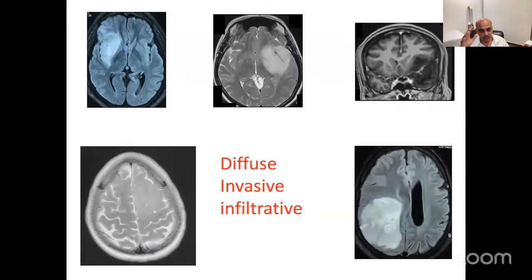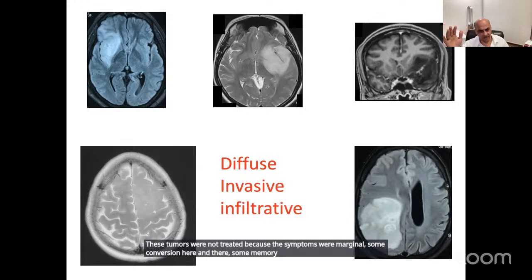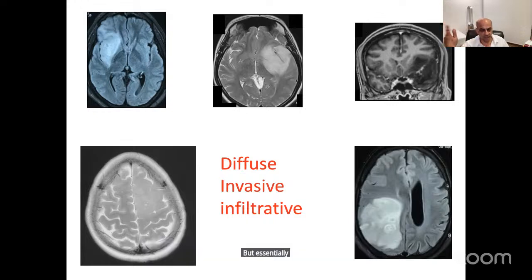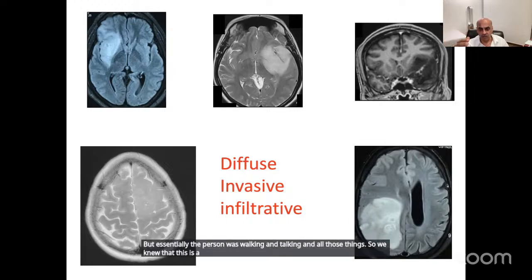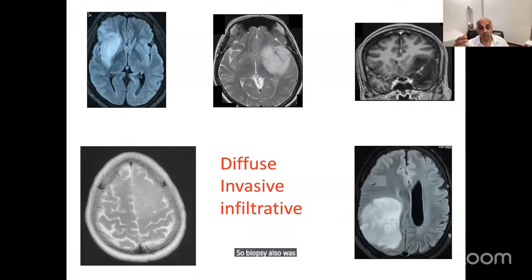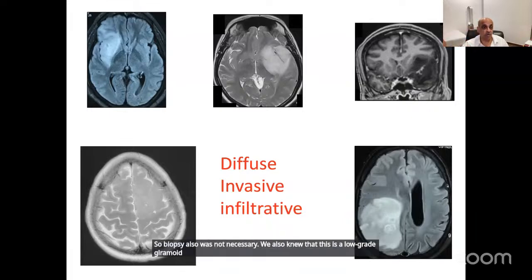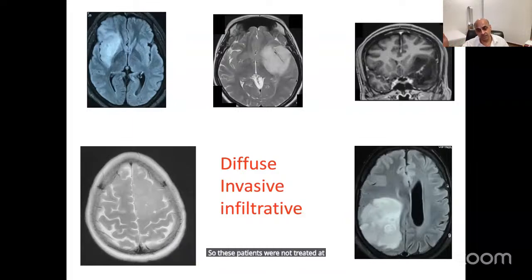My subject today is essentially low-grade gliomas. In my journey of neurosurgery, not even 15 years ago, these tumors were not treated because the symptoms were marginal, some convulsion here and there, some memory disturbance here and there. But essentially, the person was walking and talking. So we knew that this is a low-grade glioma, and biopsy also was not necessary. We also knew adjuvant treatment may not be good. So these patients were not treated at all, and they were treated symptomatically.